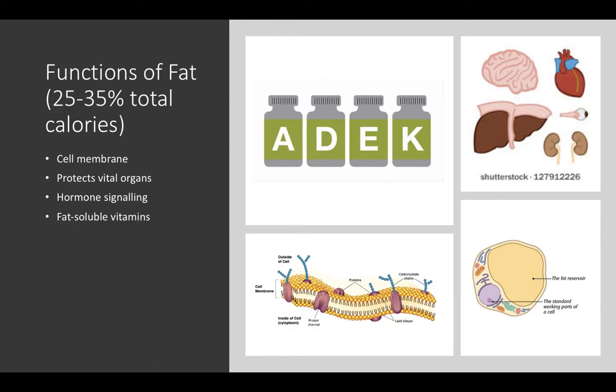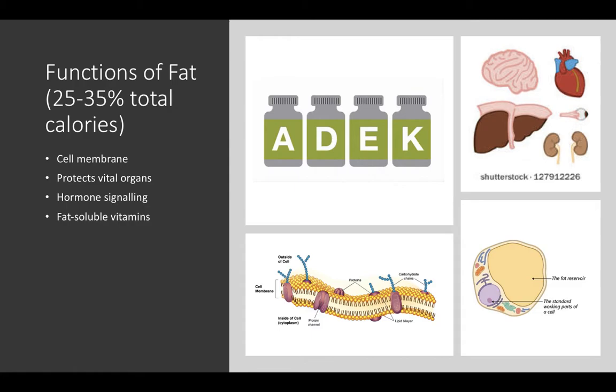So when we look at fat in our food, 25 to 35% of our total calories should be coming from fat. Now that may seem like a lot, but fat has a lot of very important functions in our body. Fat helps create the cell membrane around every single cell in our body. It helps to protect our vital organs. It plays a role in hormone signaling.